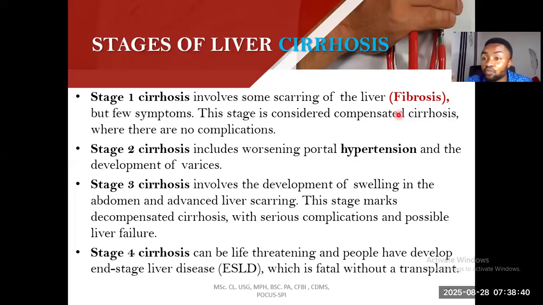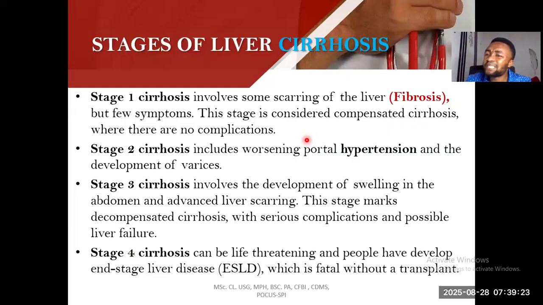So we are saying that for stage 1, few symptoms or even no symptoms at all, because the liver is still functioning. I told you earlier that the liver has to be damaged 70% before the stigmata of chronic liver disease will start. So this stage is considered compensated cirrhosis, where there are no complications. When we say compensated, take it from me, it means that even though something is destroying the liver, the liver still functions. And when you give medication, it can resolve. That is the compensatory stage.